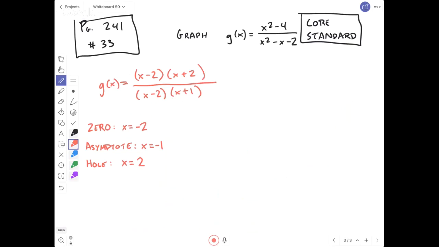Dope. Okay. I am sketching a graph. I'm going to need an x-axis and a y-axis.